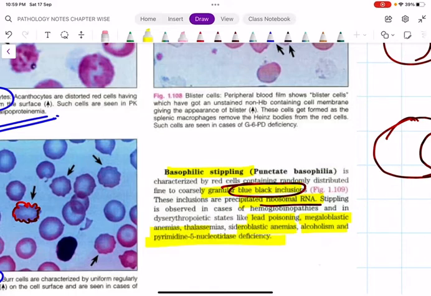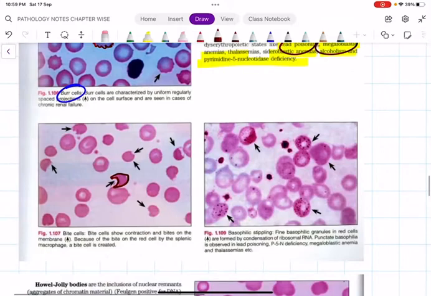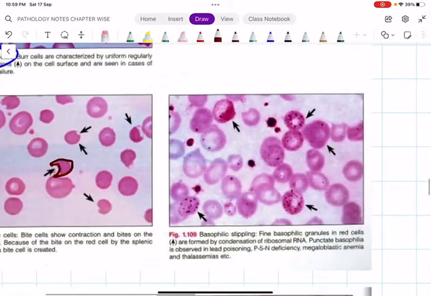But yes, again question, hallmark feature of two important things. One is lead poisoning, number two is megaloblastic anemia. These are the two important points. Okay, lead poisoning is not that much common. You can go for the answer megaloblastic anemia as the first answer. Second answer is lead poisoning. Fine. See, these are the basophilic stippling. You know, within the RBC, you can see dot-like blue, black, purple inclusions. Okay. Yes.